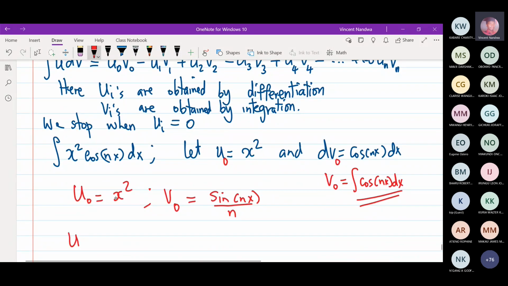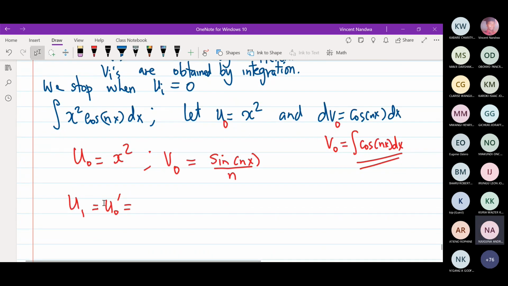So u1, you now differentiate u naught. And when you differentiate u naught, what do you get? You get 2x. And then v1, you integrate v naught. So what do you get? Negative cos nx over n squared. Correct. Negative cos nx over n squared.